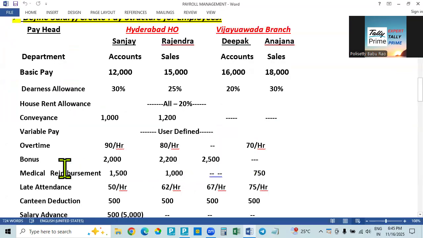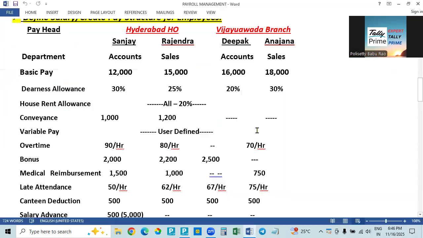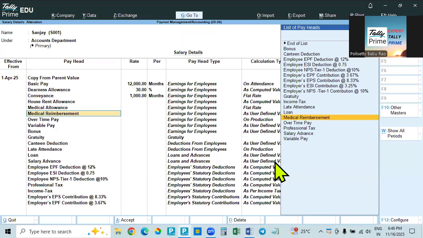Medical reimbursement is 1,500, but it will not go there because this is given as user defined. User means the company or company owner. The company owner will decide what is to be paid, so that will be processed separately. All these user defined items will be processed separately, but both are part of salary. So medical reimbursement will be processed later.